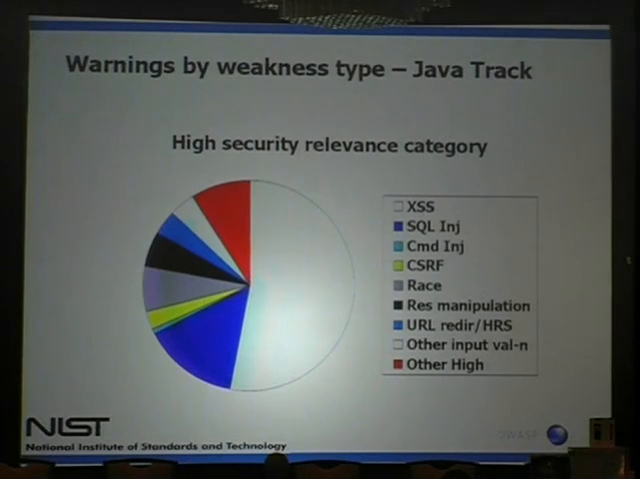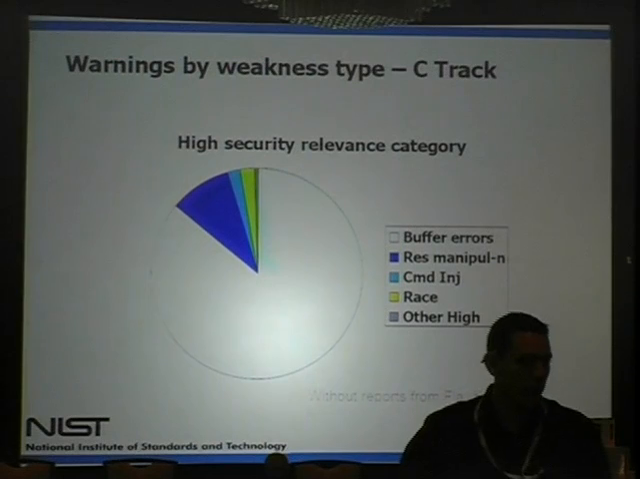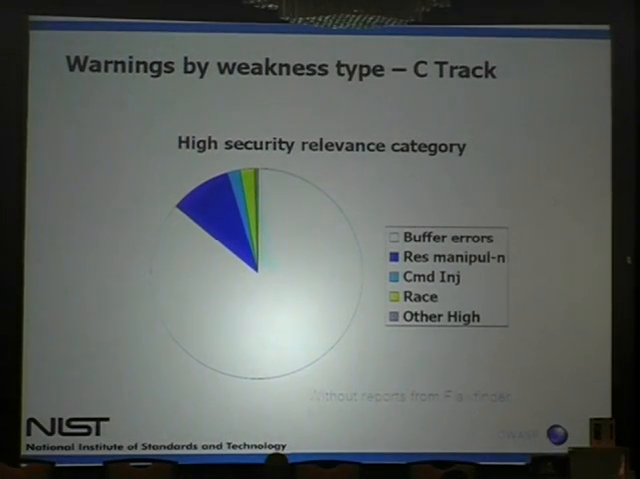By the way, these numbers are just the number of raw warnings produced by the tools, so some of them may refer to the same weakness. I will talk a little bit about it later. These are the warnings for the C track, and there is a prevalence of buffer errors. This is maybe again due to the way we classified them: buffer errors, buffer overflows, and related issues. And again, this is without the reports from Flow Finder.